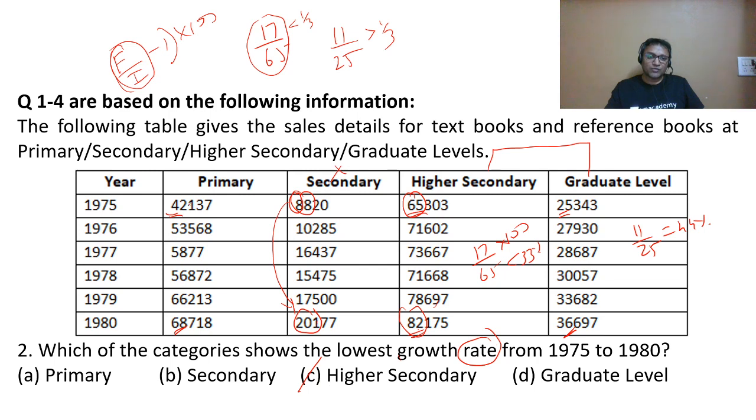Take the initial two figures. 42 to 68 is more than 50%. We calculated that in the previous case. 8 to 20 is more than double, so more than 100%. We are only left with higher secondary and graduate level. The growth in higher secondary is 17 upon 65, which is less than 1/3, and graduate level is 11 upon 25, which is more than 1/3. So automatically you can make out that the answer will be option C, higher secondary.